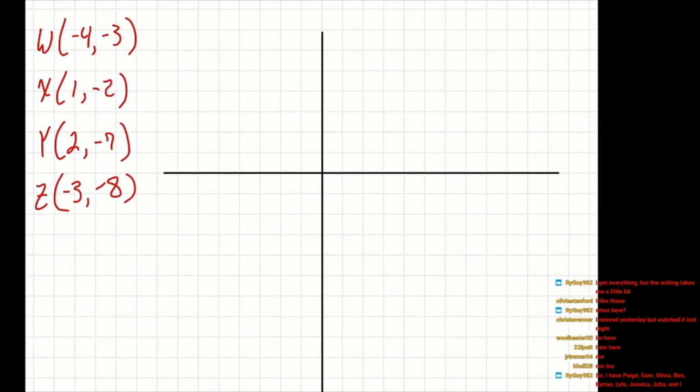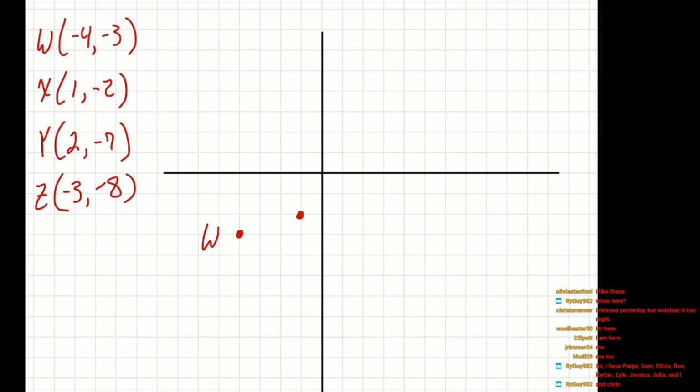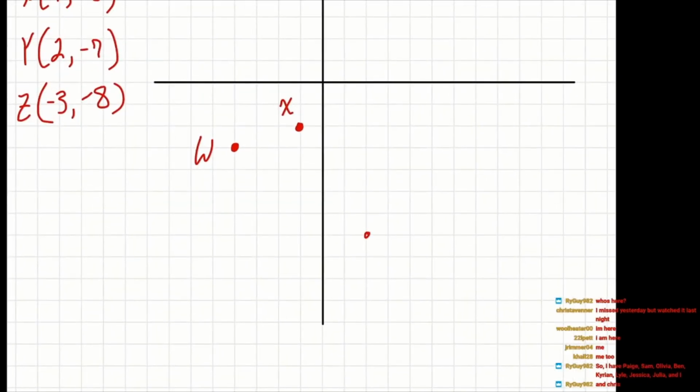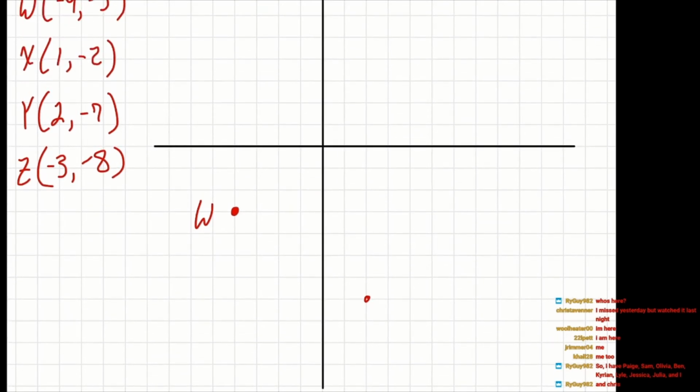So negative 4, 3, 1, 2, 3, 4, 1, 2, W. X. 2. That doesn't look right. That's because X is graphed wrong. That looks a bit better.